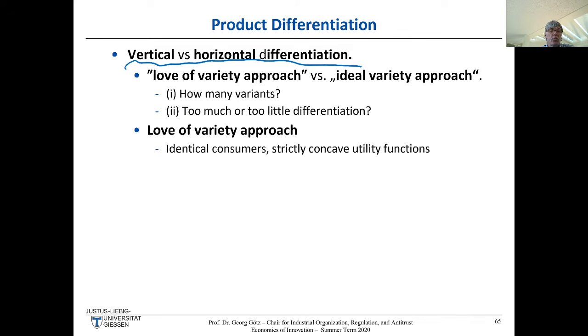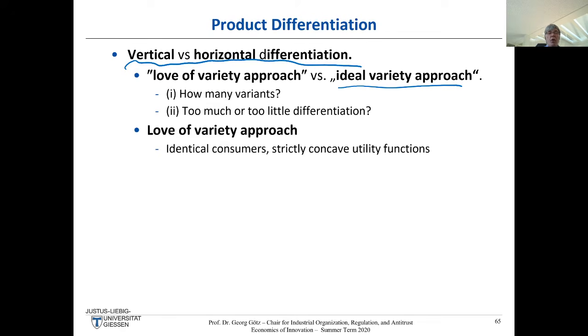What does it mean? You somehow try to distinguish your product from the other firm's products. And there are two approaches, the love of variety approach and the ideal variety approach. The latter is very often related to spatial competition. In the IO course, I discuss a lot the so-called Hotelling model. Here it's just the example of the bakery. If the bakeries are located further apart, you have an ideal variety. Actually, you would want a bakery just next to your house.